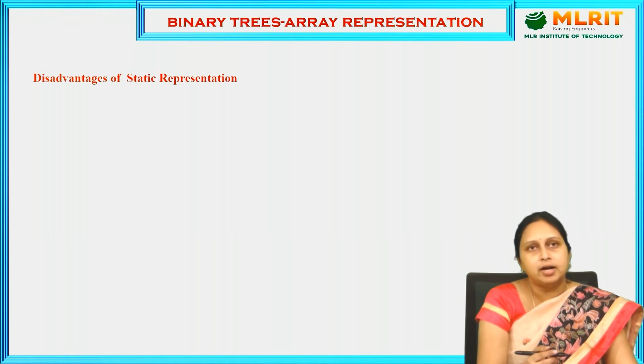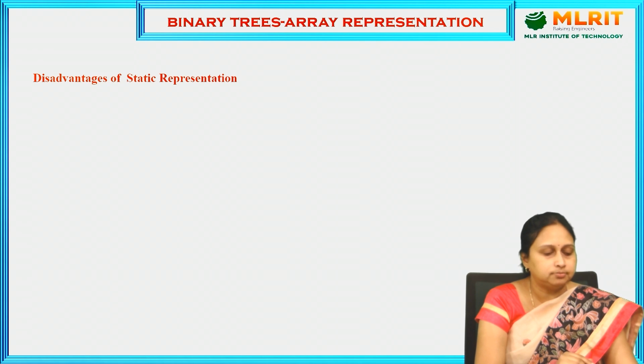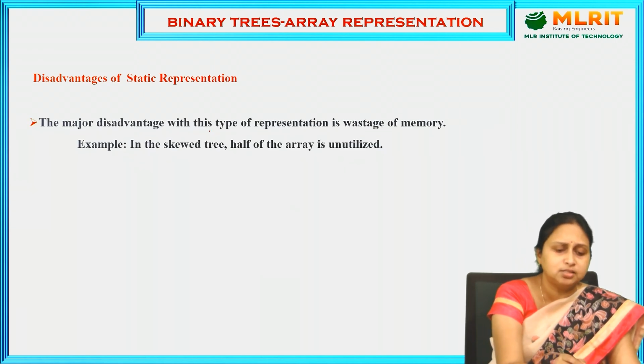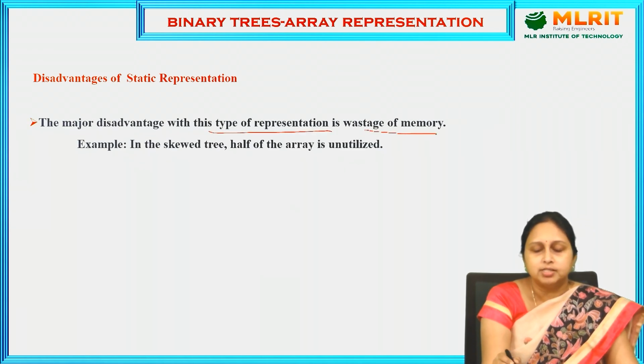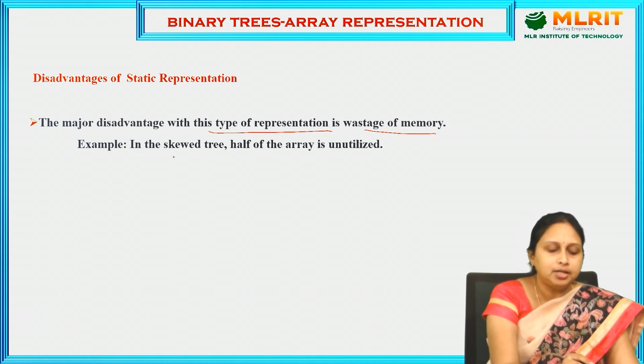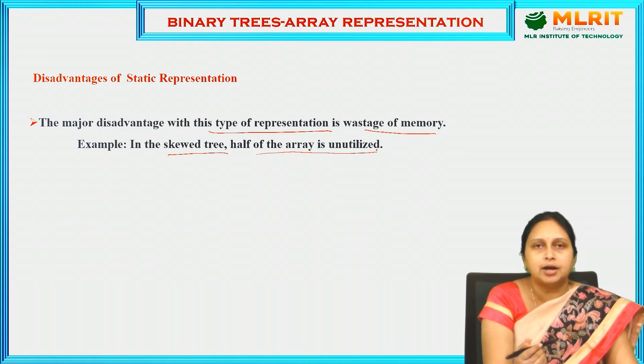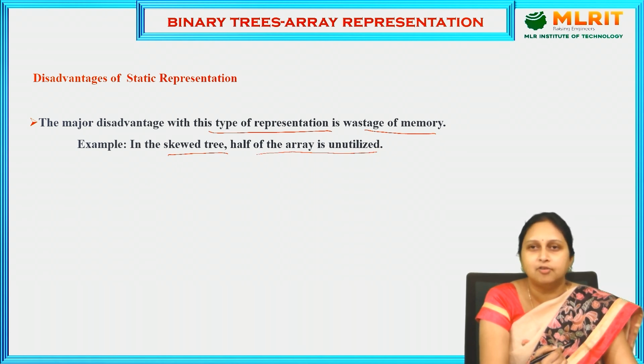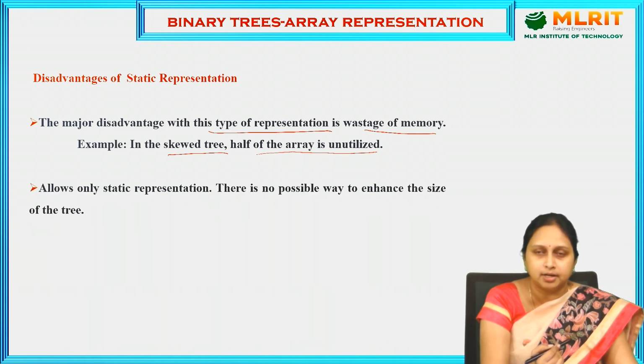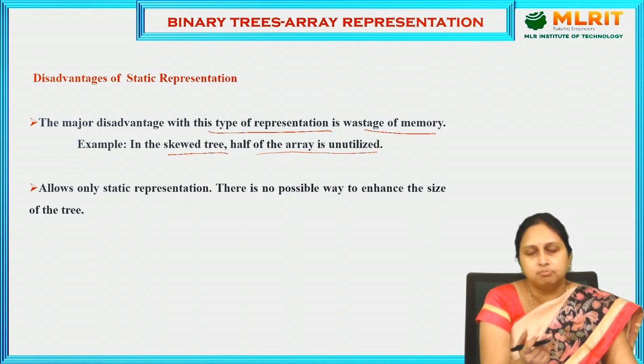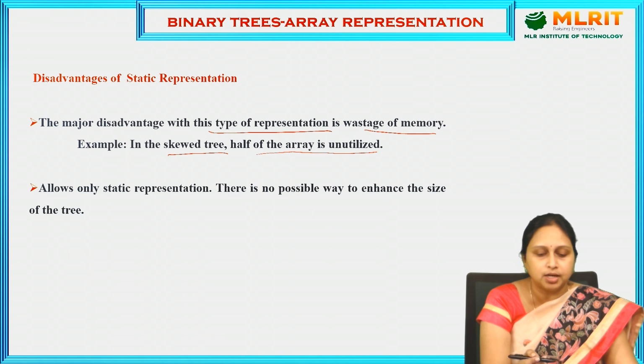And what are the disadvantages with the static representation? The major disadvantage with this type of representation is wastage of memory. For example, in a skewed tree, half of the array is unutilized. Suppose I have a left skewed or right skewed binary tree, in that particular case I'm representing only the left part and not using the right part. In that case, all the remaining part of memory will not be used, because of that the array is unutilized.